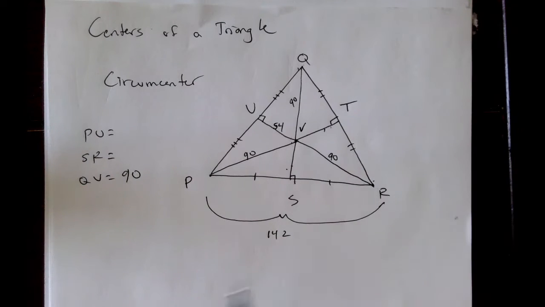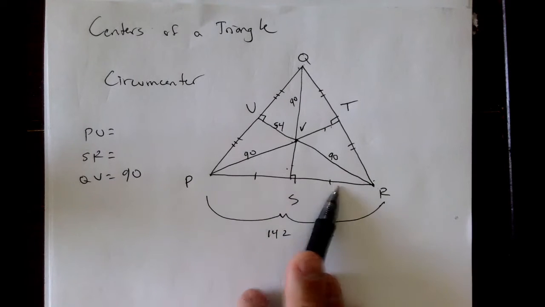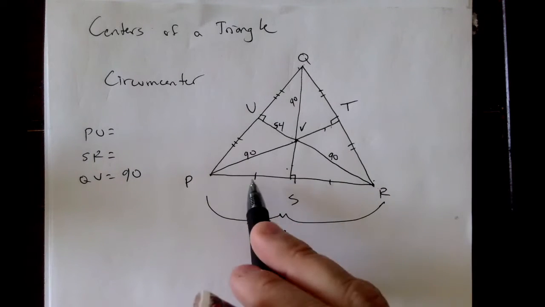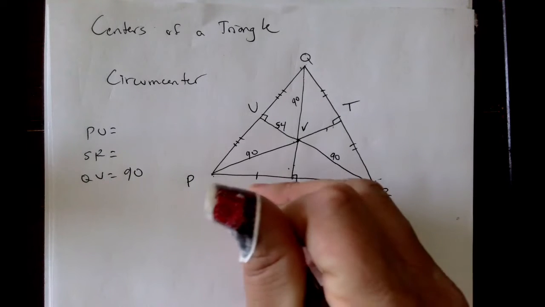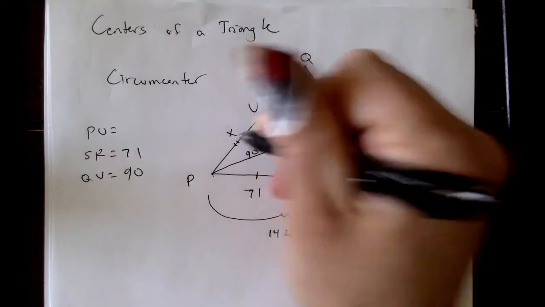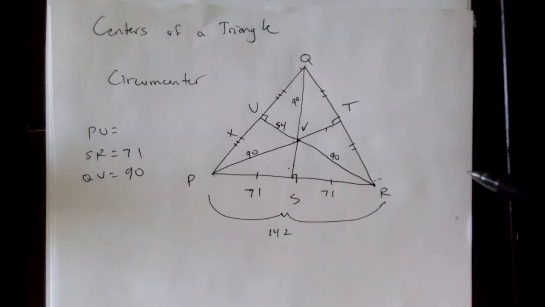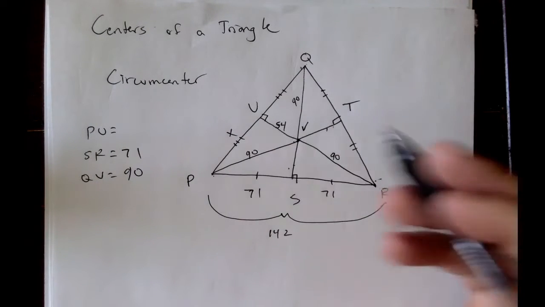SR, we can get SR. Look, it tells us PR is 142. Well, the theorem inside of this says these things are bisected, right? So if this whole line is bisected here, then this has to be 71, and that has to be 71. Because it's bisected, so it has to be the same. So SR is 71. UP is the hard one. UP is right there. We're going to call it X, right out here.